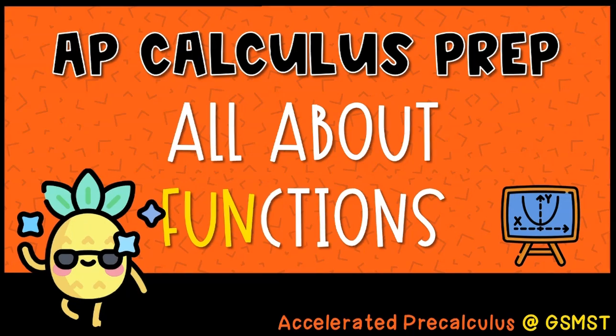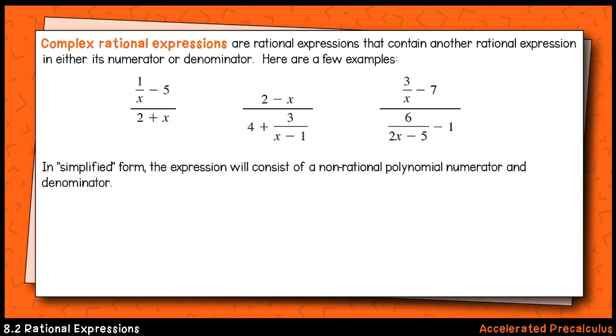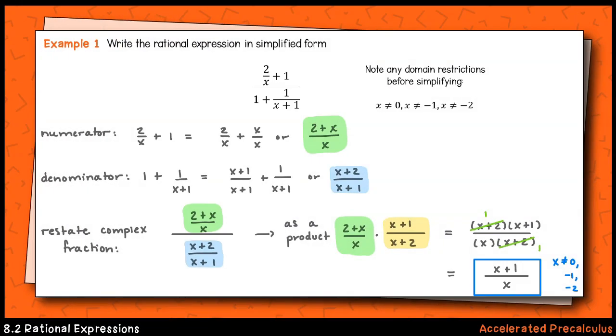Let's get started. When we say complex rational expression, we're referring to a fraction which contains a rational or fractional expression in either the numerator or the denominator. It ends up looking something like a fraction sandwich. Our goal when simplifying these expressions is to generate a rational expression with a non-rational polynomial numerator and denominator. We'll look at two examples starting with this one.